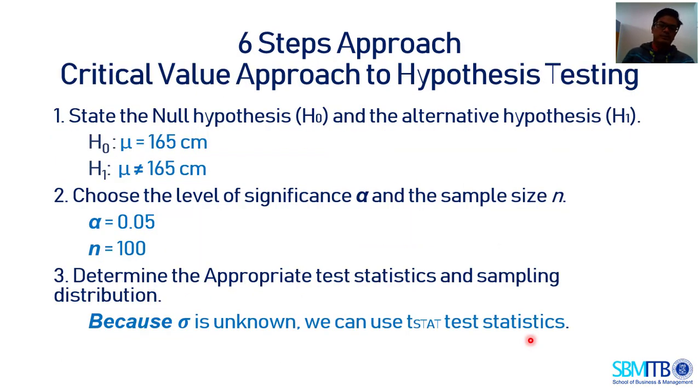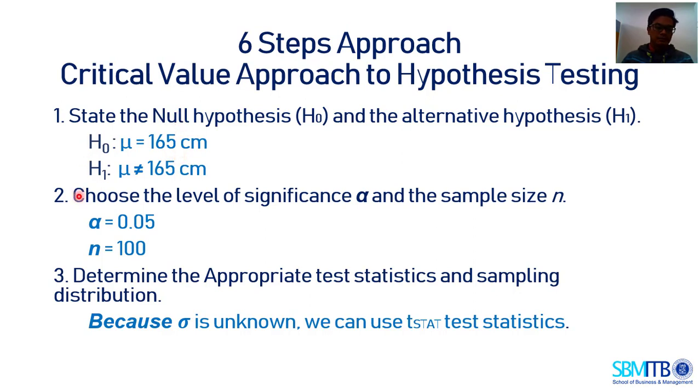Let's apply the 6 steps approach. First, we state the null hypothesis. The mean height of Indonesian citizens is equal to 165 centimeters, and the alternative hypothesis will be the mean height of Indonesian citizens is not equal to 165 centimeters.